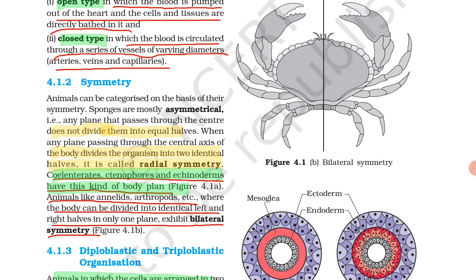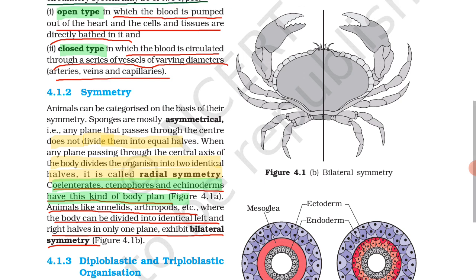They may ask a question about where asymmetrical symmetry is seen. The answer is sponges. They may ask about examples of radial symmetry. The examples are coelenterates, ctenophores, echinoderms. And they may ask what radial symmetry is. Radial symmetry means the body divides the organism into two identical halves. It is called radial symmetry.